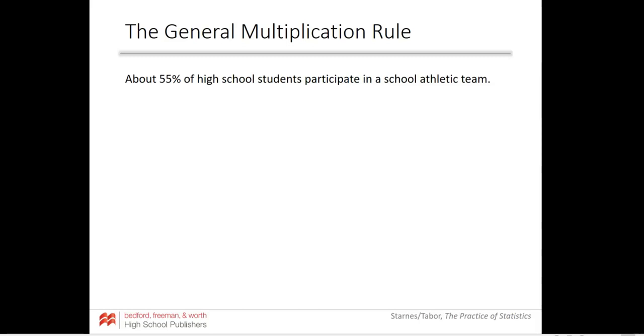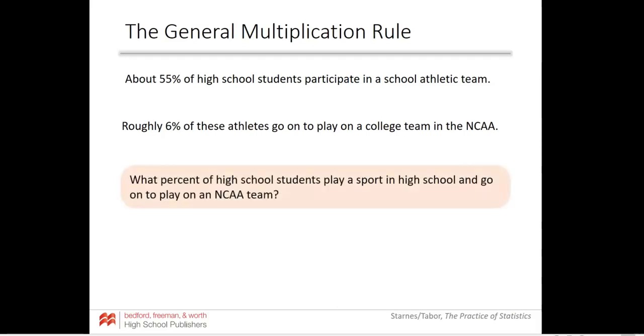About 55% of high school students participate in an athletic team. Roughly 6% of these go on to play on a college team in the NCAA. If we want to find out what percent of high school students play a sport in high school and go on to play on an NCAA team, that's an interesting question. Most students do play sports in high school, but every year some of them go on to play college sports of some kind. So what do we do with those 2 numbers? It's really 6% of the athletes going on to play.